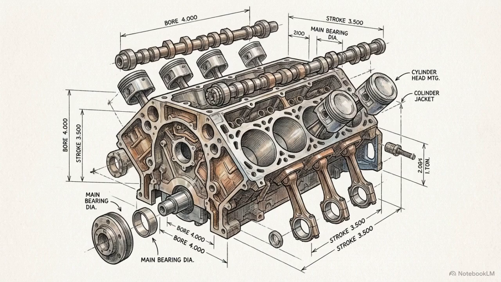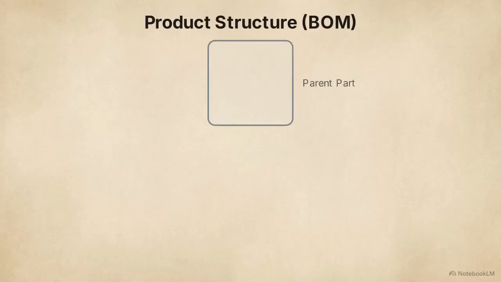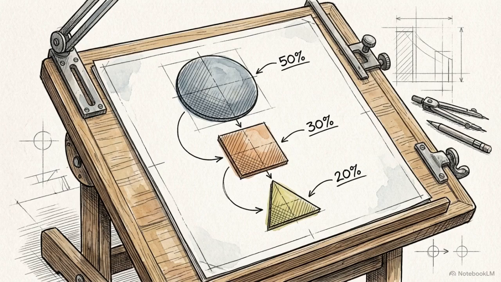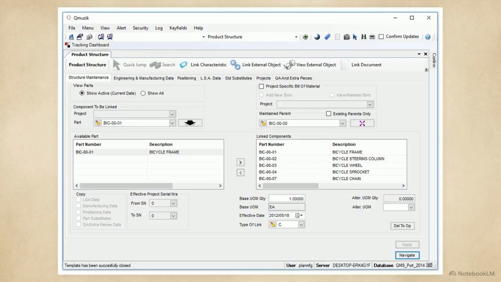However, before the MRP engine calculates a single requirement, it requires a flawlessly defined structural baseline. That baseline is the bill of materials. A bill of materials is a comprehensive inventory of the raw materials and quantities needed to manufacture an item. In Qmuzik, this is defined as a product structure, the exact proportional recipe required to yield a specific batch of finished goods. This is the legacy desktop interface used for maintaining these structures.